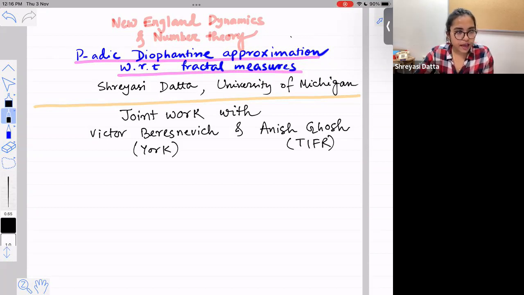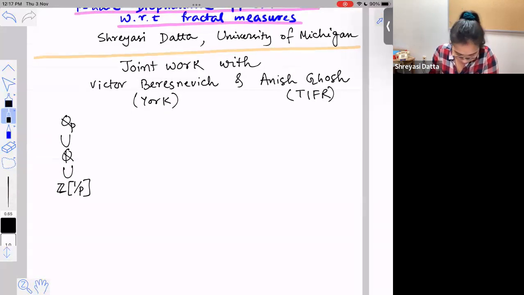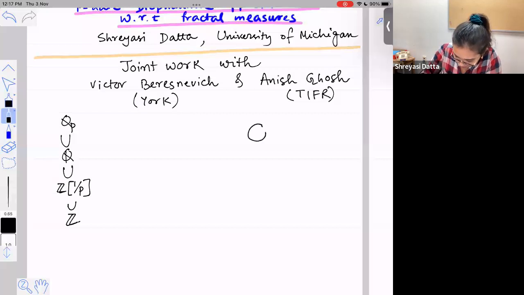Since I'm going to talk about p-Adic Diophantine approximation, let me just quickly talk about Q_p. Q_p is a completion of Q with respect to the p-Adic norm that you can define on Q. So this is a chain of sets that we will be interested in. And Q_p is a totally disconnected space, so you can think about something like this. Yeah, so this is Q_7.